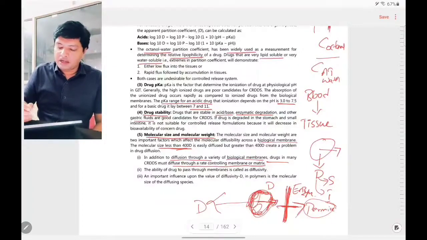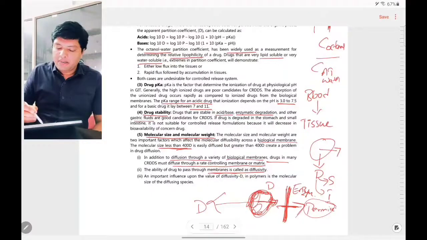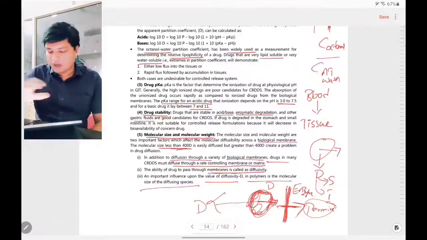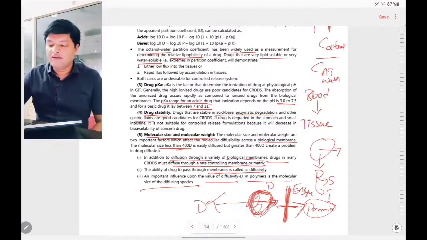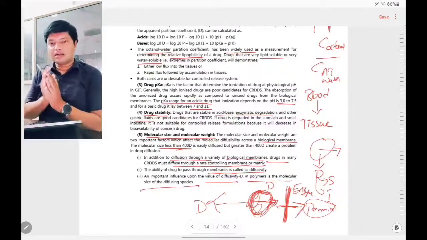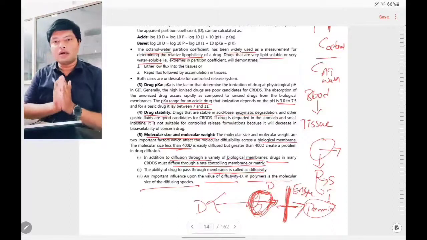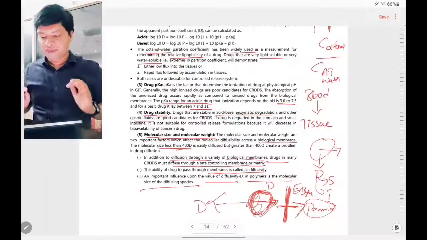Next is the ability of the drug to pass through the membrane, which we call diffusivity. Here, the important influence on the value is the molecular size of the diffusing species. Overall, what this point is saying is that the drug size should be small, then only will it diffuse through the biological membrane, or your polymeric membrane. The drug size should be near or less than 400, then only can it pass through the membrane, which is rate controlling or biological.